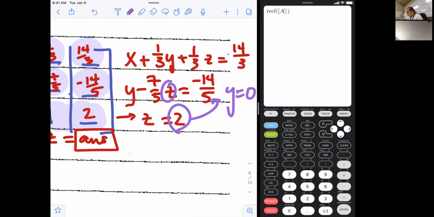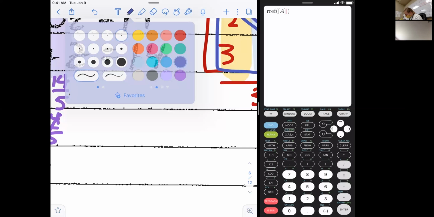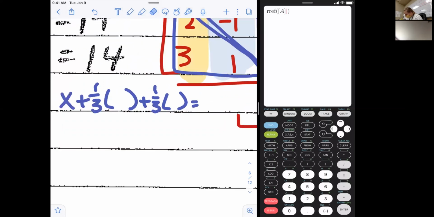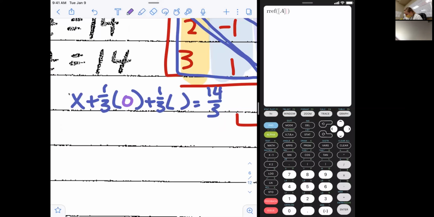I'm going to take this equation now over and rewrite it so I've got room to solve it out. Plug 0 in for y, plug 2 in for z. Anybody have a problem with that? Okay, all we're doing is substitution. So this one says x plus 1/3 y plus 1/3 z equals 14 over 3. Y is 0, z is 2.